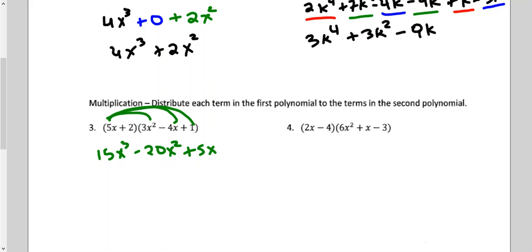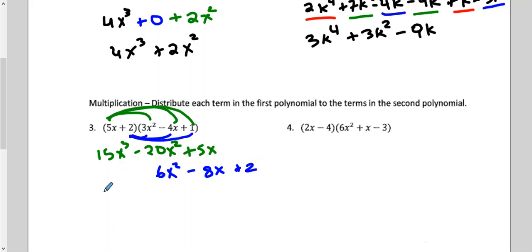Now I'm going to go ahead and distribute the 2. So 2 times 3 is 6, so you have positive 6x squared, and I'm going to line it up over here. And then you have 2 times negative 4, which is negative 8, and then you have the x, and I'm going to write it here, so negative 8x. And then 2 times 1 is 2. I'm just going to write it here.